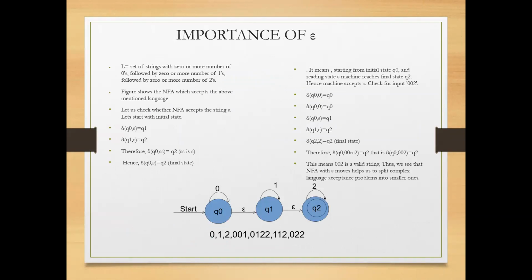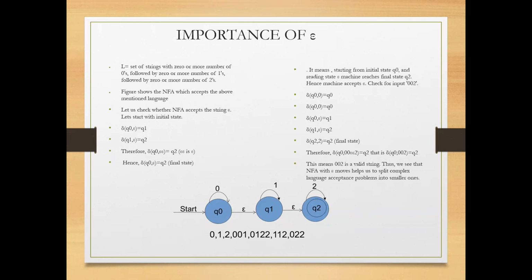Okay. Now again here we have the same problem, that we want to design a finite automata that will accept the string with zero or more number of zeros, followed by zero or more number of ones, and followed by zero or more number of twos. And this automata which is shown here, this NFA, accepts the given language. And how it accepts that we will see.